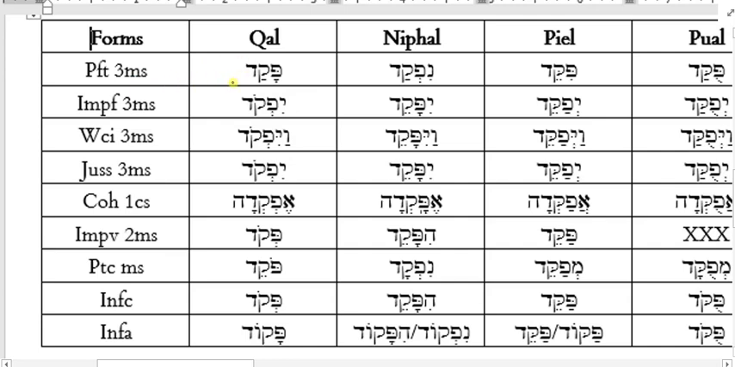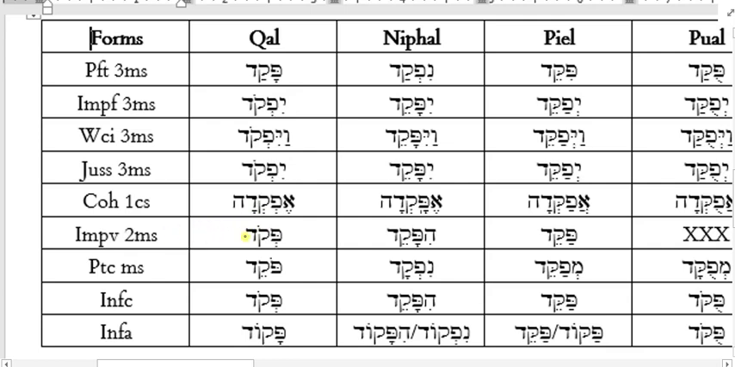The perfect 3MS is the one with the least baggage on it. The imperfect 3MS has the prefix yod but no ending. The WCI has a prefix yod for the 3MS but no ending. The jussive here is the basic 3MS. The 3MP would add a shureq here. So we're just trying to get the most basic forms here. The cohortative, we've picked the first common singular because the singular is the one you think of first before the plural.